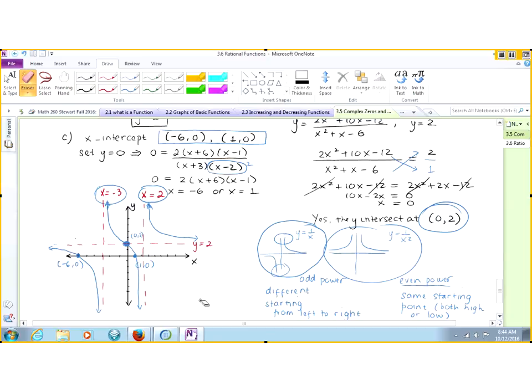Yes? Okay. I'm practically done with 3.6. This is all you need to know. But of course, we need to do a lot more graphing, right? But I'm practically done with 3.6. Let's see. Should we do another one?